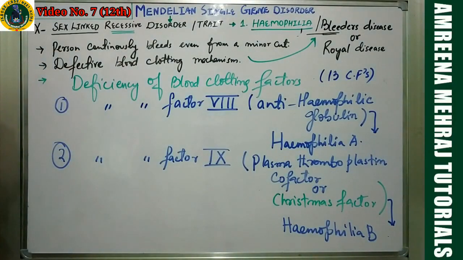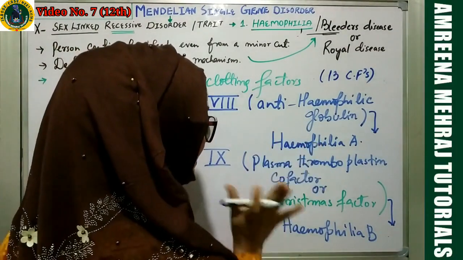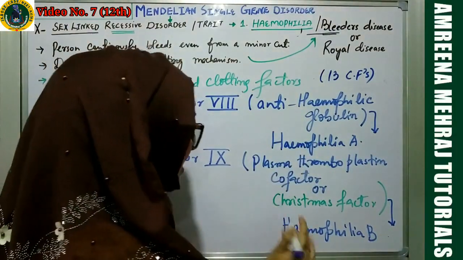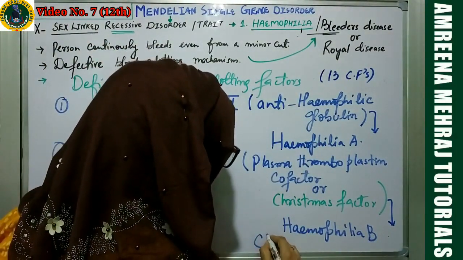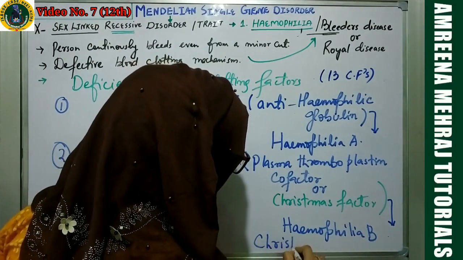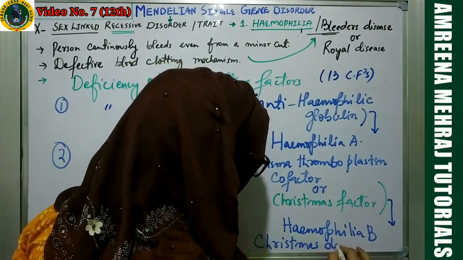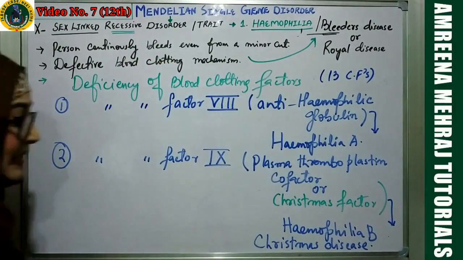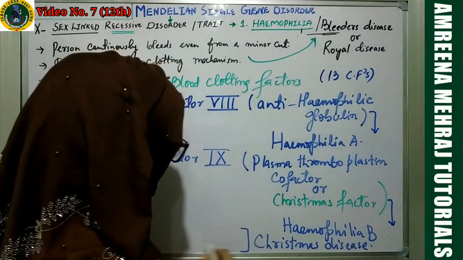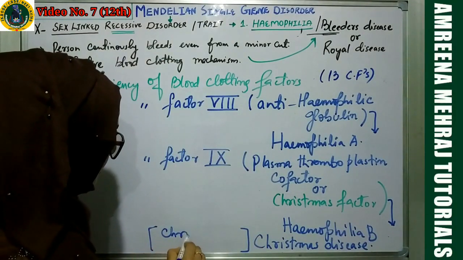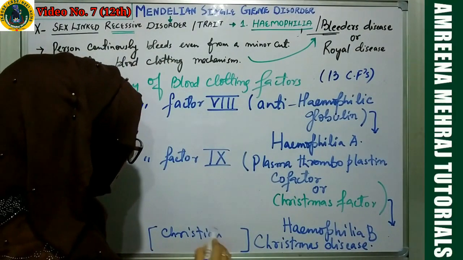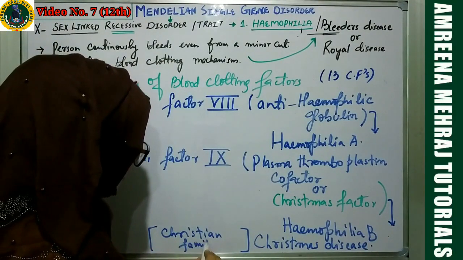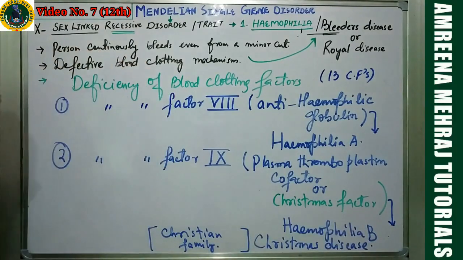I'll give you another type later on. So you have Hemophilia A, Hemophilia B. Hemophilia B is also called Christmas disease. Now you can think why it's called Christmas disease, because the factor which is absent is called the Christmas factor. And again, another thing is that it was discovered in a Christian family. That's why you call it Hemophilia B.